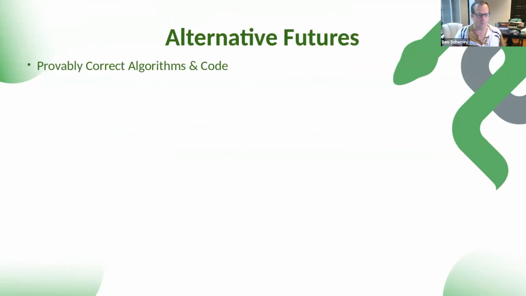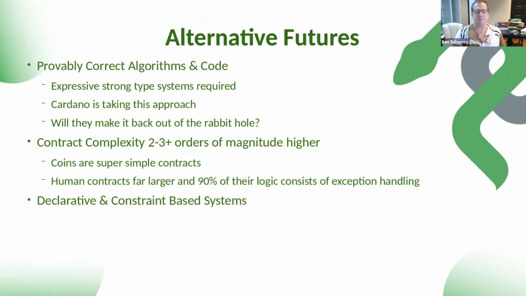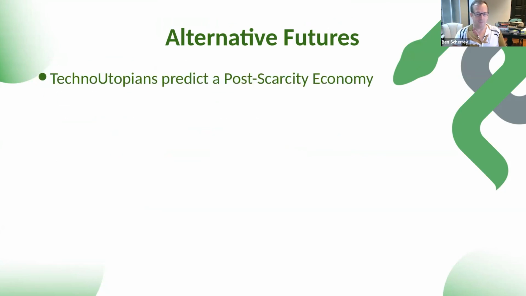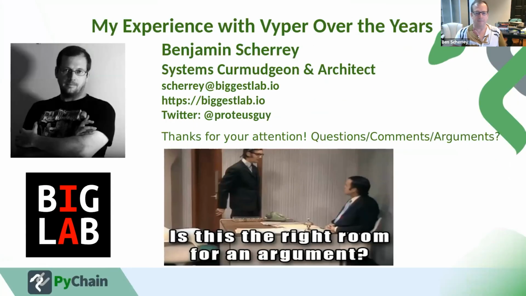Yeah. So we need provably correct algorithms and code because we need to be able to do contracts that are 2 or 3 orders of magnitude more complex. And yeah, I think that's really it. I'm happy to take any questions, comments, or arguments.